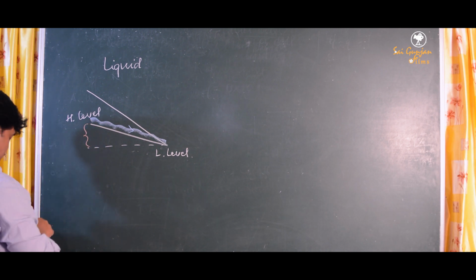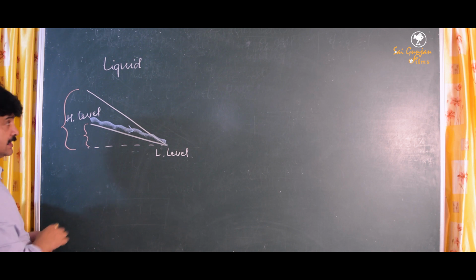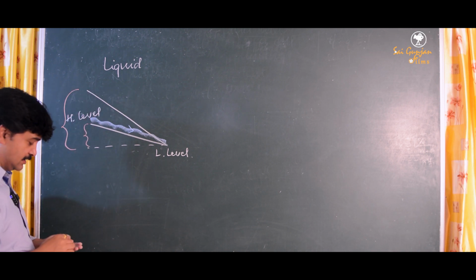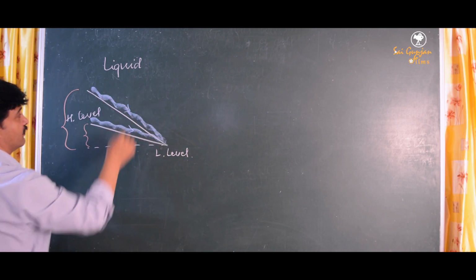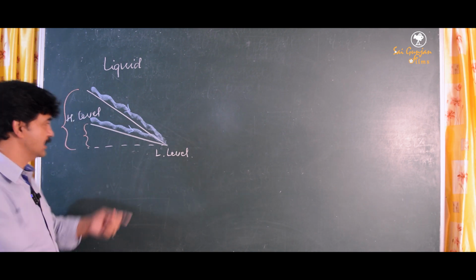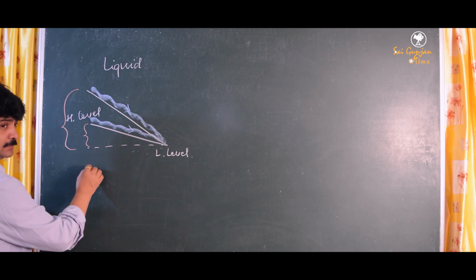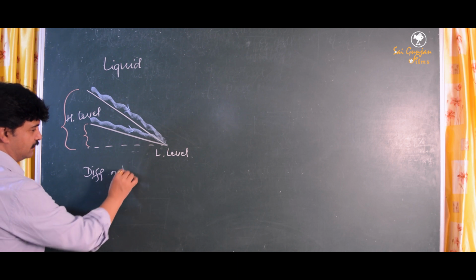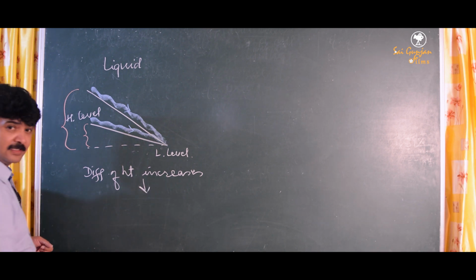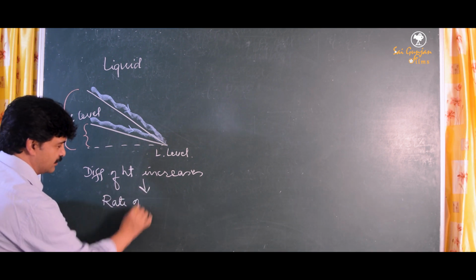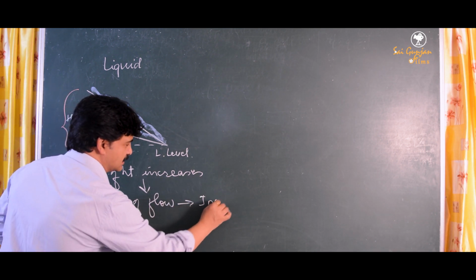Initially this much was the difference in level, and now you see this much is the difference in level. You can see the difference has increased, isn't it? Now how will the liquid flow on this surface? It will flow much faster, isn't it? That means the rate of flow of liquid will increase. So as the difference of height increases, the rate of flow of the liquid will also increase.